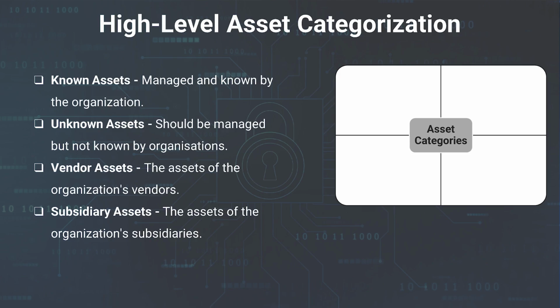Now, the second one is unknown assets, which means these are company assets, but for some reason the company is not aware of them. And there could be a variety of reasons. So let's say a particular DevOps team within a large organization had an urgent requirement. They quickly created a web application, and they quickly requested the web server and the application server from the infra team. The infra team allocated them, and they put the application live.